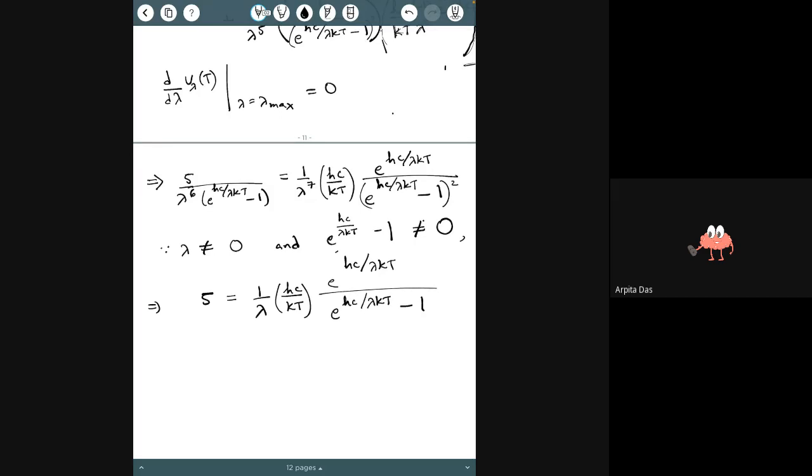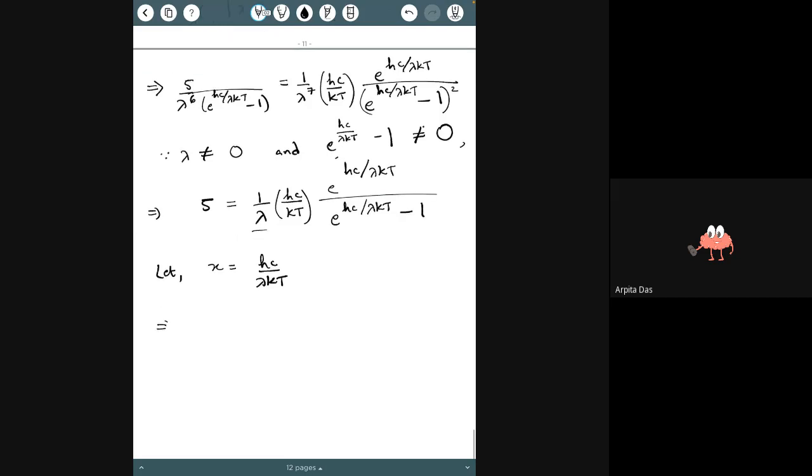But now again, you see this is a little bit different from what you have been doing in math. Here you have lambda, but it's a part of an exponential series as well as a part of the multiplier. So it's not straightforward to make lambda the subject of the formula. This still looks like an equation which you have to solve for lambda max. So to do that, we say let x be hc by lambda k.